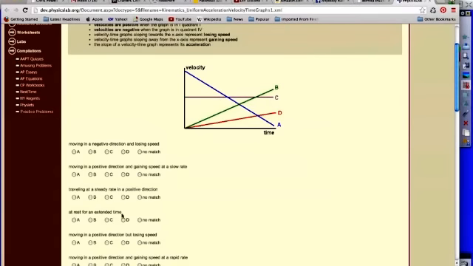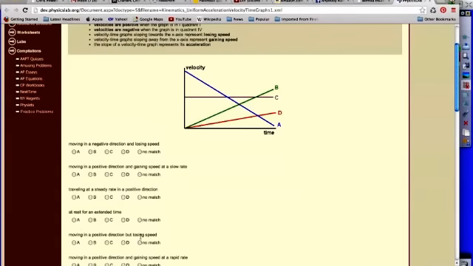At rest for an extended time. None of these cross the x-axis, which would correspond to a 0 velocity, at all. So none of these is at rest other than these 2 right at the very beginning. But none of these hang out with a 0 velocity. They're trying to trick you and make you go, ooh, see, it's flat. That was on a position time graph. On a velocity time graph, if the value is not 0, then it's moving. The speed's just not changing.